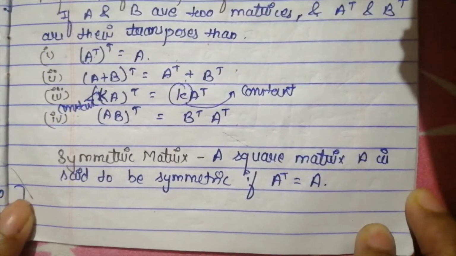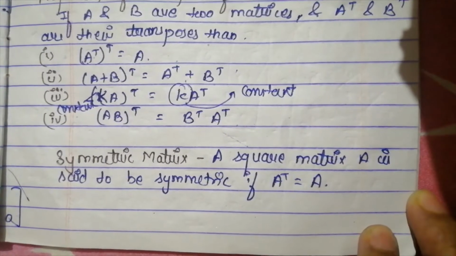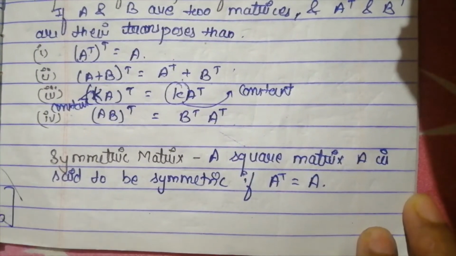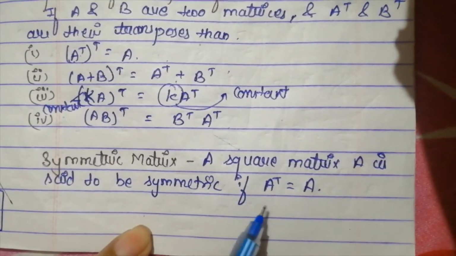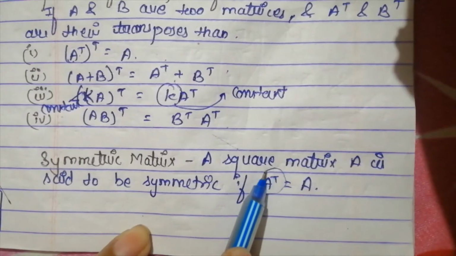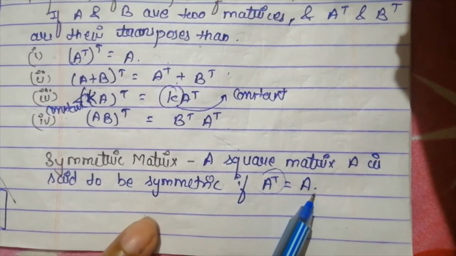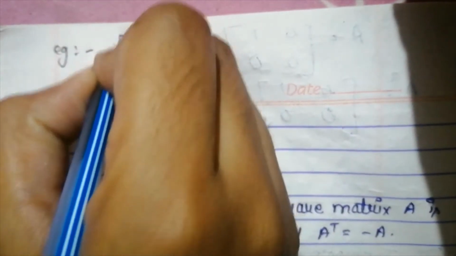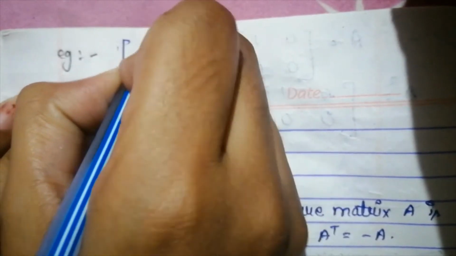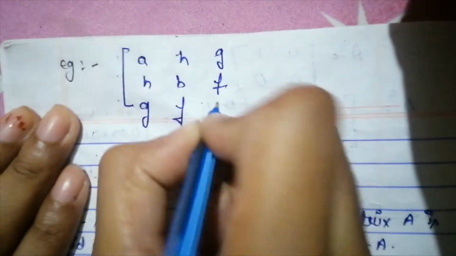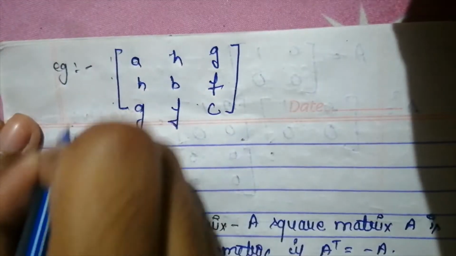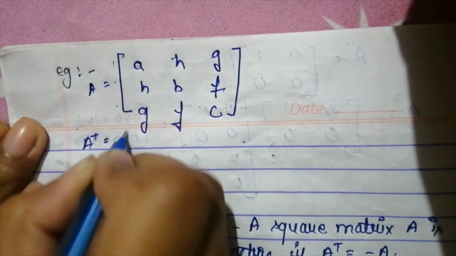The next type of matrix is a symmetric matrix. So what is a symmetric matrix? Symmetric matrices are those matrices for which, when we take the transpose of the matrix, it is the same as the original matrix. We will discuss it with the help of an example. We have a 3 by 3 matrix and its elements are A, H, G, H, B, F, G, F, C. Now we will take its transpose.